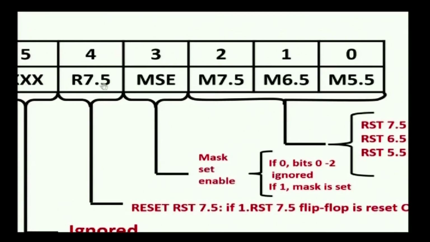Suppose the principal has a meeting, so at that time he has to go out. We want to disable only the corresponding interrupt, which is RST 7.5. At that time, D4, which is R7.5, is useful to disable only the RST 7.5 interrupt. Now the student can communicate only with the class in charge and the HOD without affecting any other work, and only the principal has left the place. That is why RST 7.5 has a separate control bit to reset the interrupt.